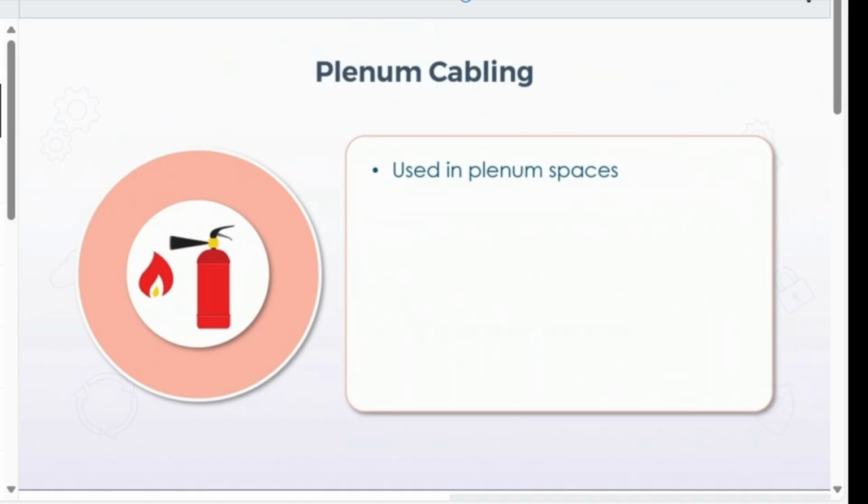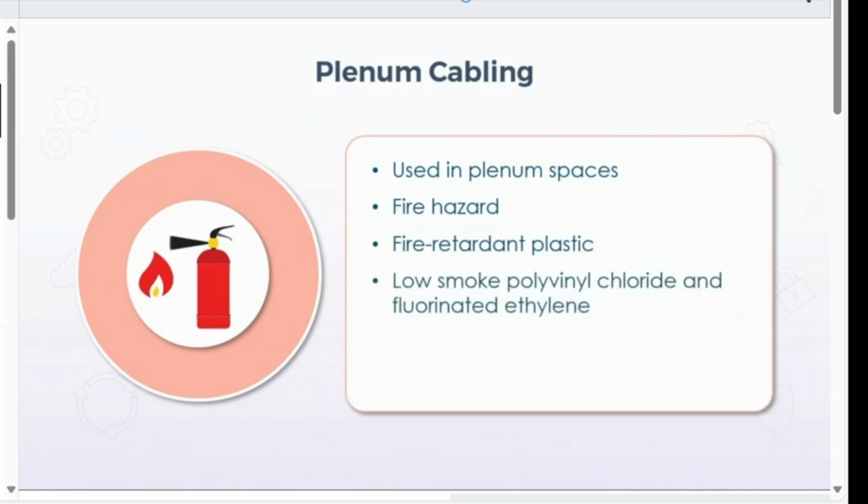While the plenum space provides the ability to hide all of those utilities, it's also very open and represents a fire hazard because it can allow smoke and toxins to easily pass from space to space. Hence, plenum cables are made from fire-retardant materials which produce less smoke and lower levels of toxic chemicals when burned, including low-smoke polyvinyl chloride, or PVC, and Teflon, which are also commonly self-extinguishing.